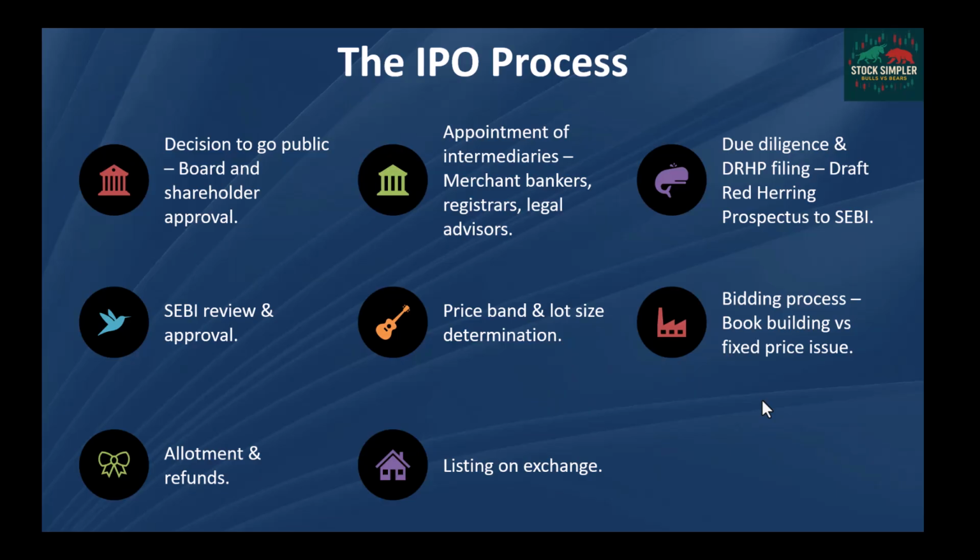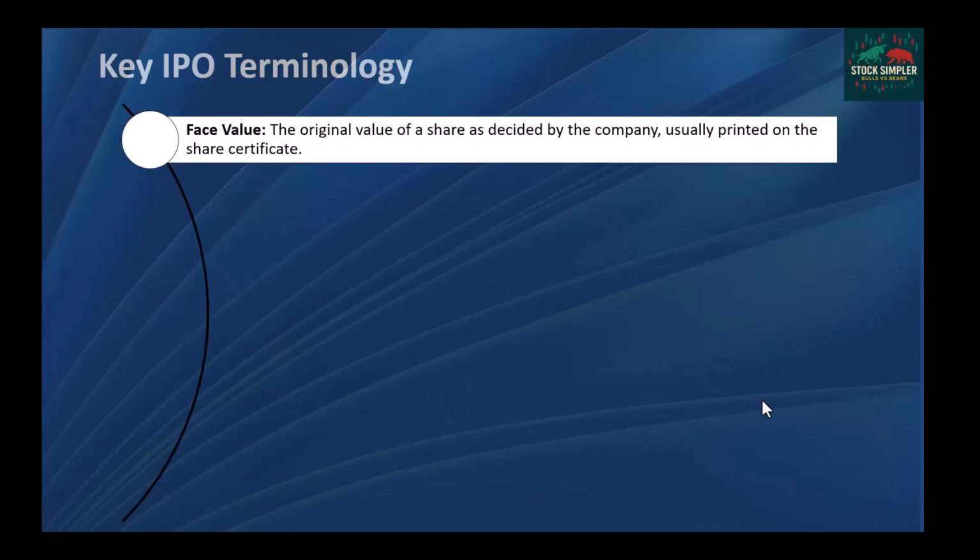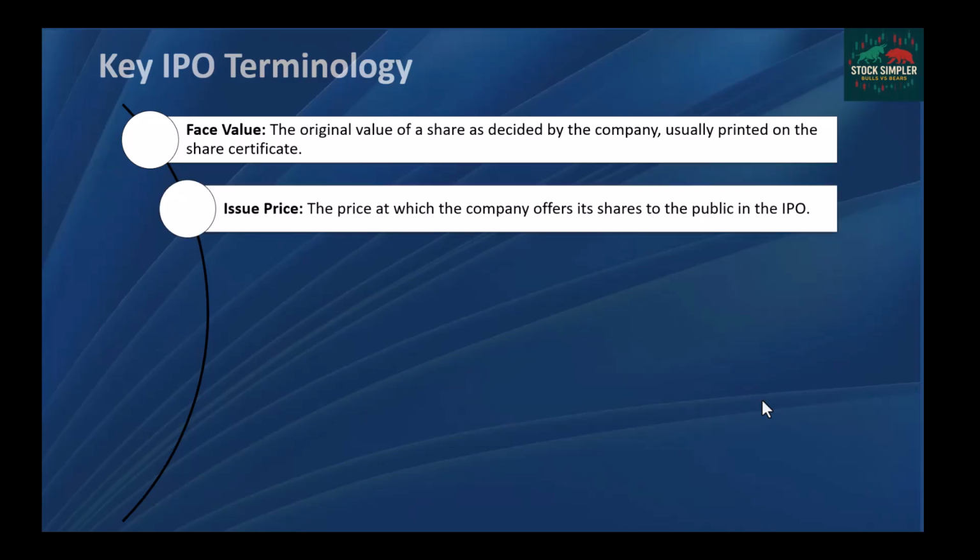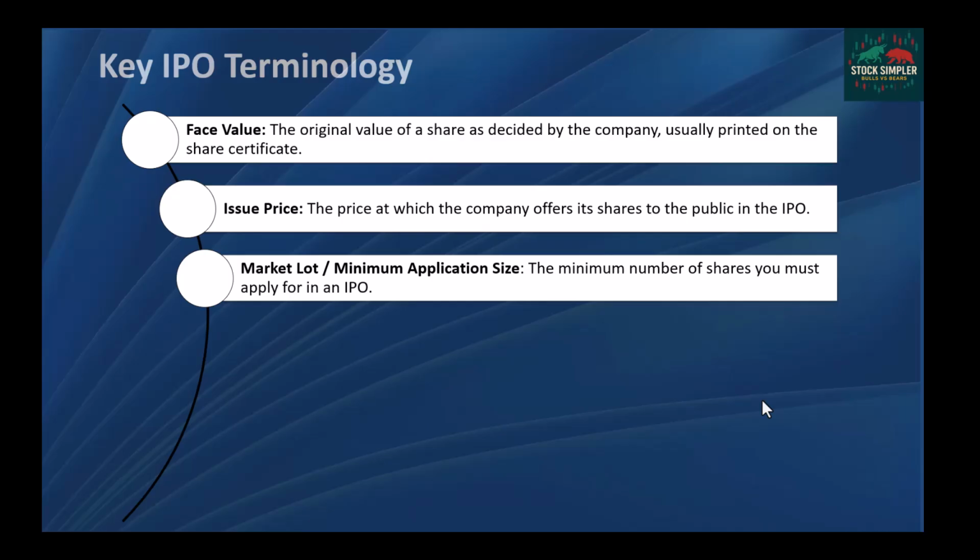Next, we will learn about a few key IPO terminologies, like the face value. Face value is the nominal value printed on the share certificate, such as rupees 10, rupees 1, rupees 2, or rupees 5. This is usually decided by the company and printed on the share certificate. Next is the issue price. This is the price range at which the company offers its shares to the public in the IPO process. Then you will come across another terminology, that is market lot or minimum application size. Market lot is nothing but the minimum number of shares to apply for.